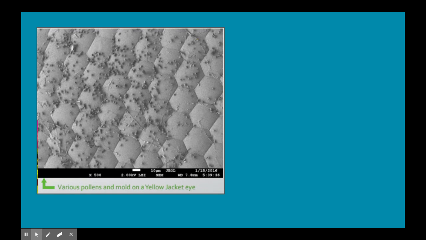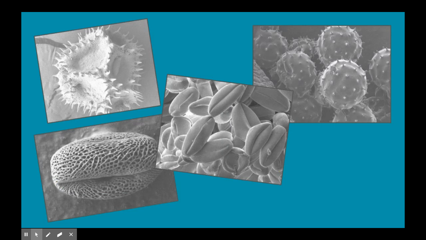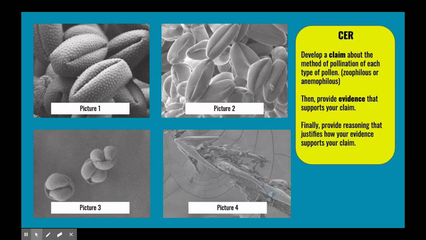This is actually the picture of a yellow jacket eye that has mold and pollen on top of its eye. And then here's some additional pictures again that came out of the University of Toledo from their scanning electron microscope. And you can tell that these pollen pictures are very different from one another. They all have a unique structure. So let's see if you can keep your background information in mind and use the science practice skills that we've been working on developing and make some claims, evidence, and reasoning.